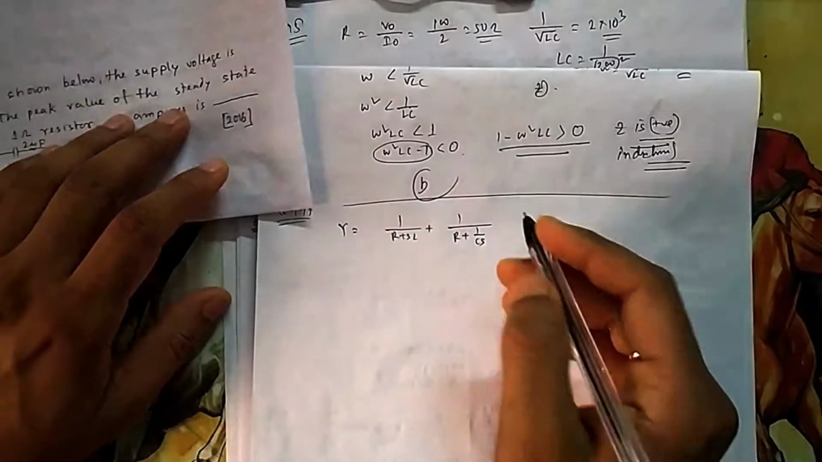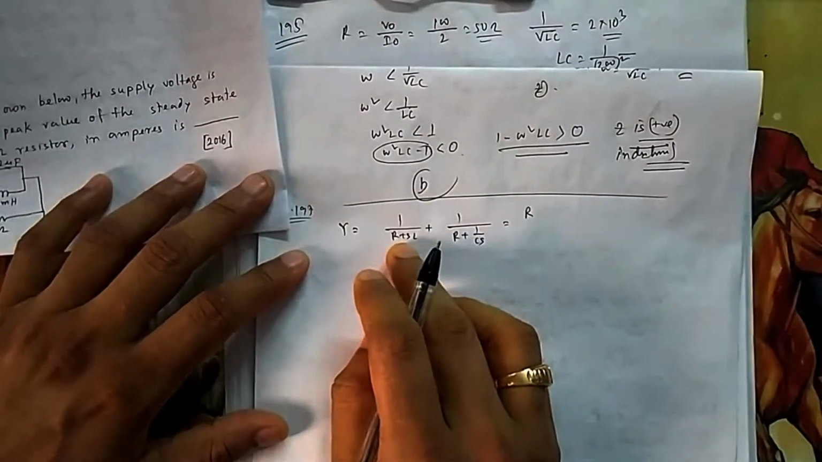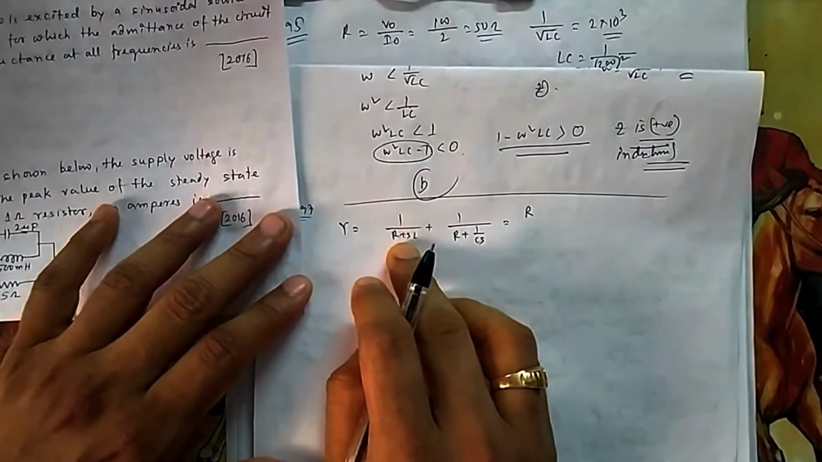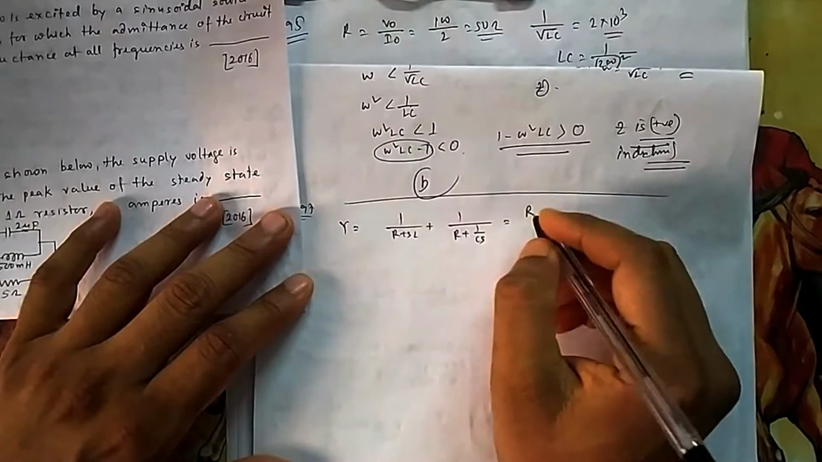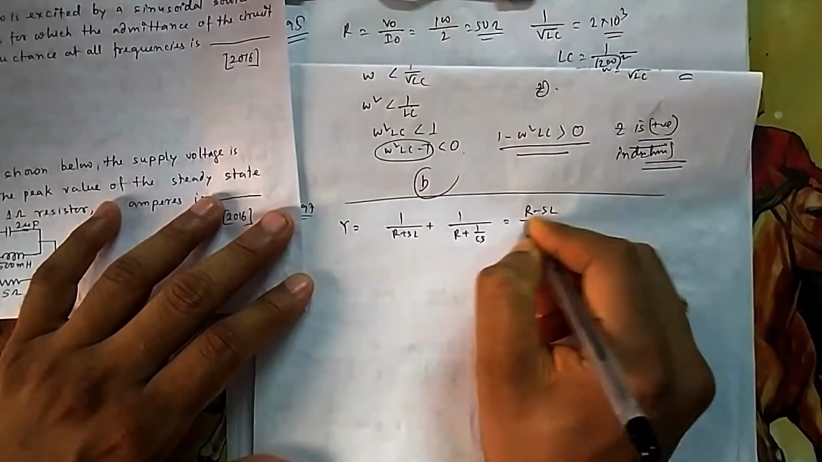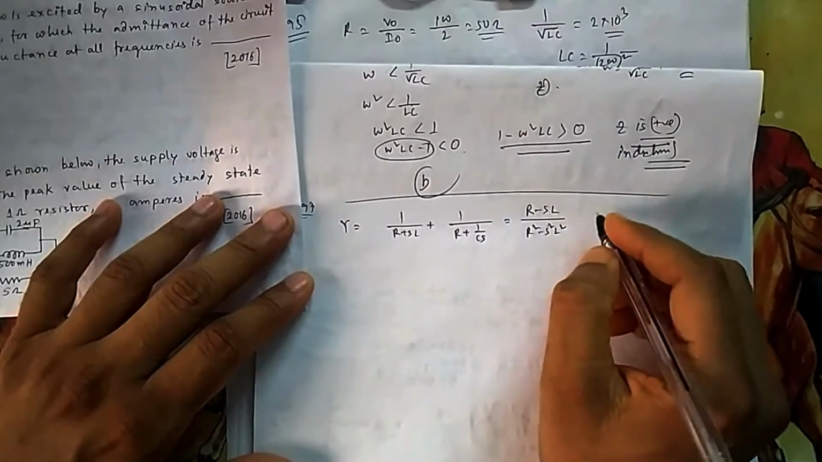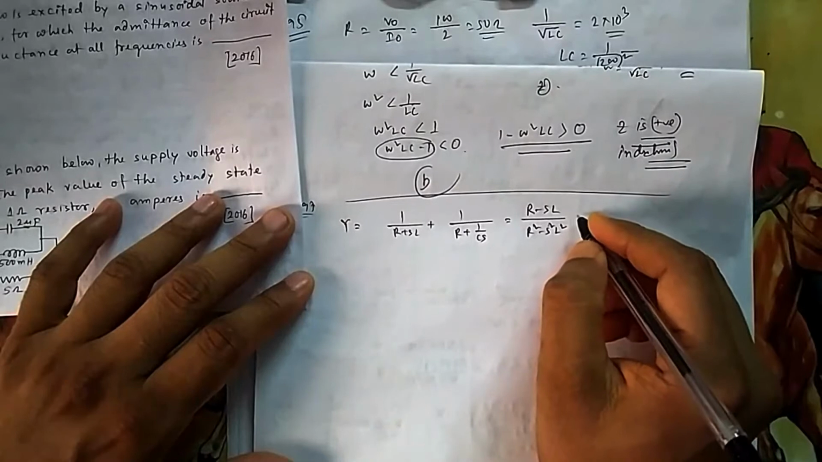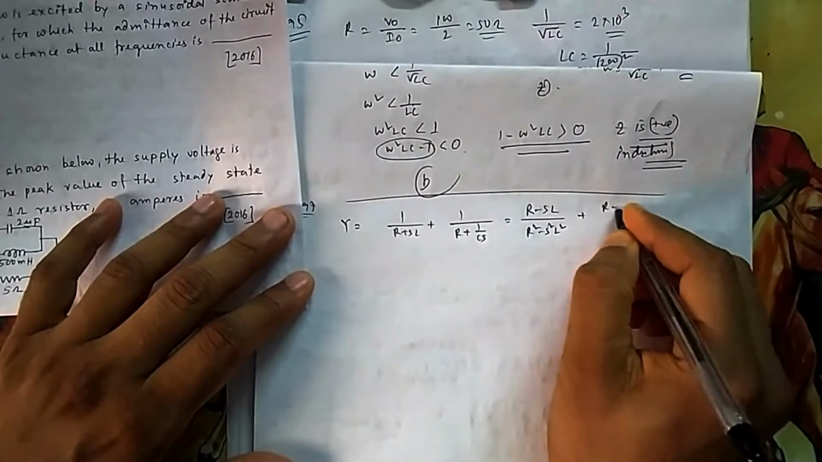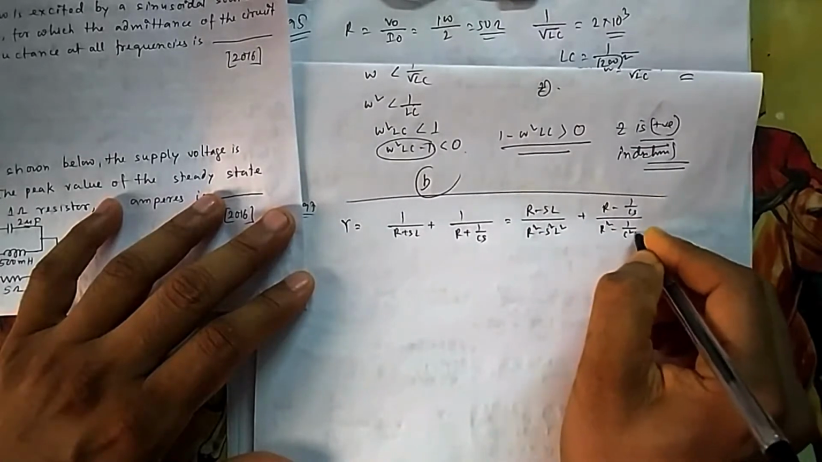If you do this simplification, since there is a j, that's why it is j omega. To separate real and imaginary, you have to multiply numerator and denominator by R minus SL. So you can think of it in this fashion and then try. Finally, let me write it in this fashion: this is R minus 1 by Cs divided by R square minus 1 by C square S square.